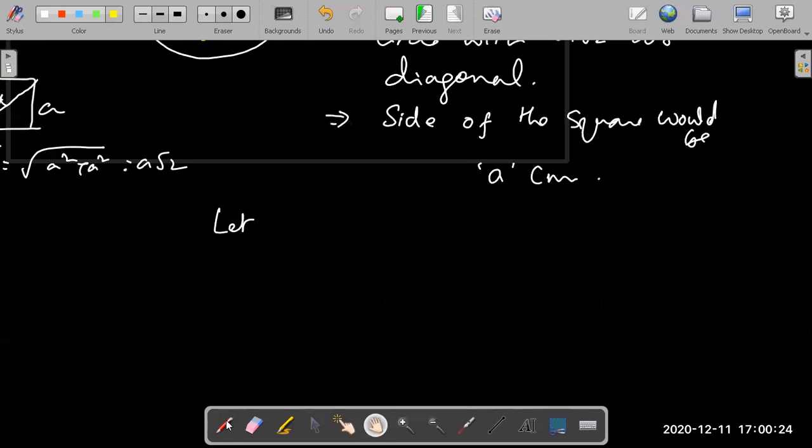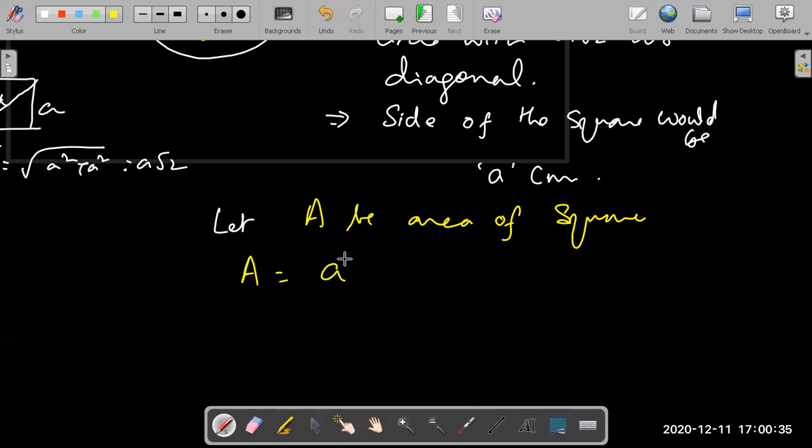So let A be the area of the square. Then A equal to a squared.